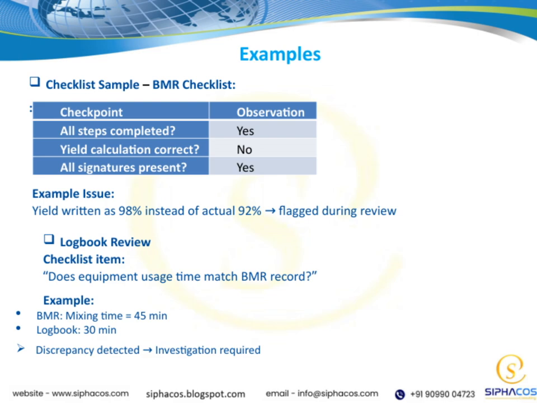Now, moving on to the table, we see some checkpoints. First, we ask, are all steps completed? And in this case, yes, they are. Next, we check if the yield calculation is correct. Here, we've identified that it's not, which warrants further review. Lastly, we verify if all signatures are present, and in this example, they are. To summarize the checklist sample, the BMR checklist, it's a systematic way to ensure that each step and record accurately reflects what actually happened during the process. This thorough review helps us catch inconsistencies early, maintain data integrity, and support overall quality control.